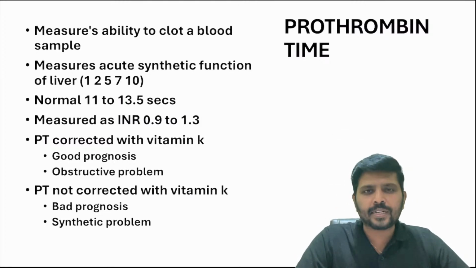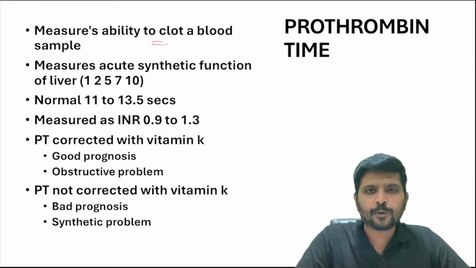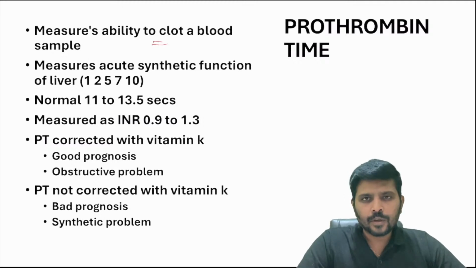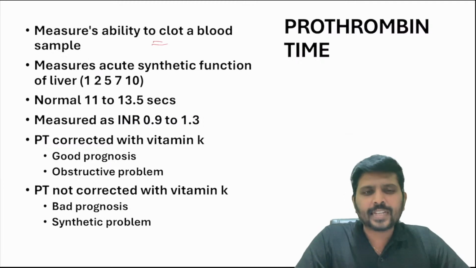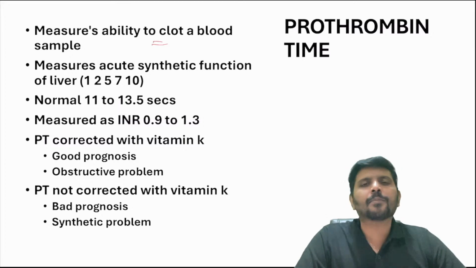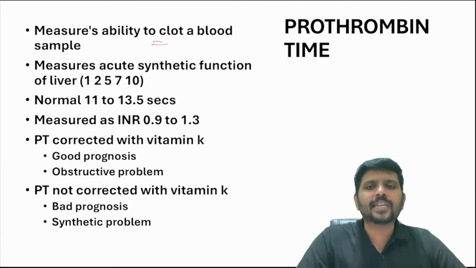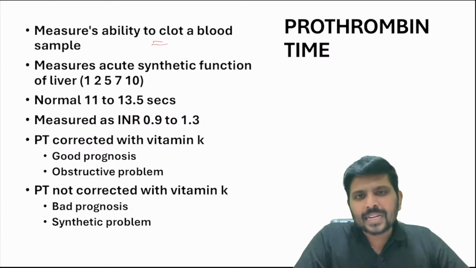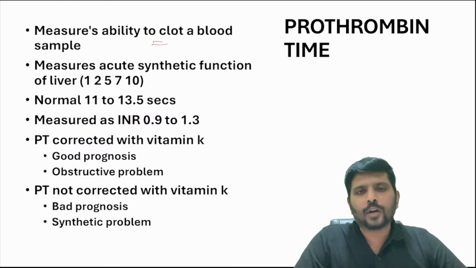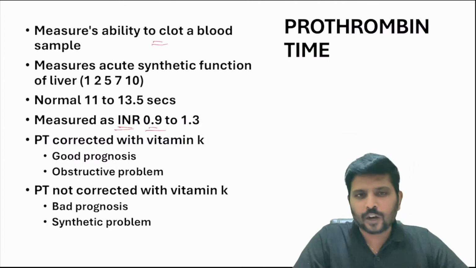What is this prothrombin time? It is the ability to clot a blood sample. It is called prothrombin time. The normal value is 11 to 13.5 seconds. Clotting requires clotting factors such as 1, 2, 5, 7 and 10. Whenever there is a liver injury, these clotting factors cannot be available to form a clot, as a result of which prothrombin time will be increased. The method that they use differs from lab to lab, as a result of which international normalized ratio is followed.